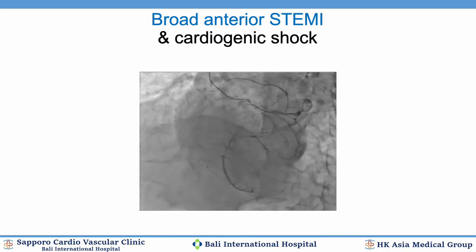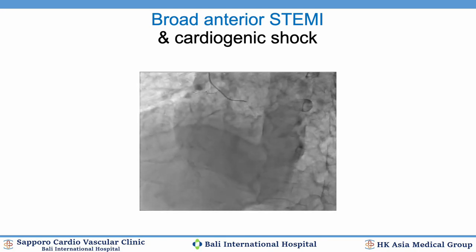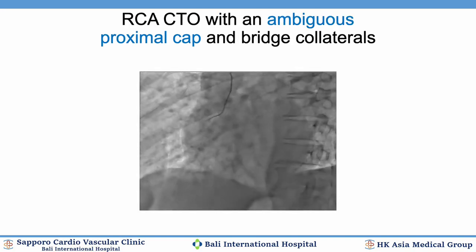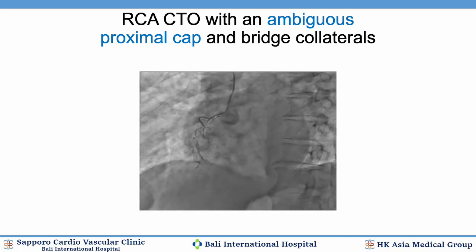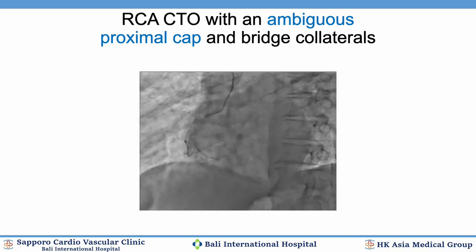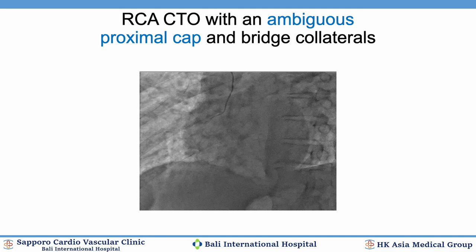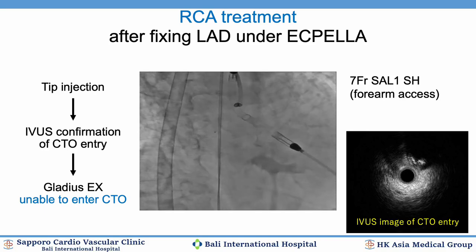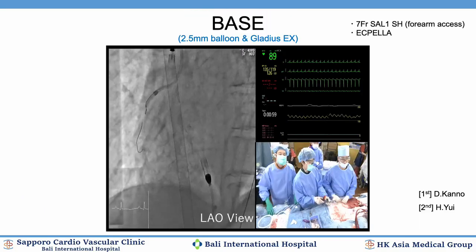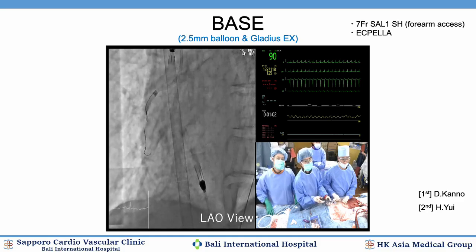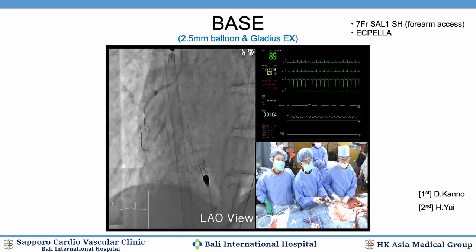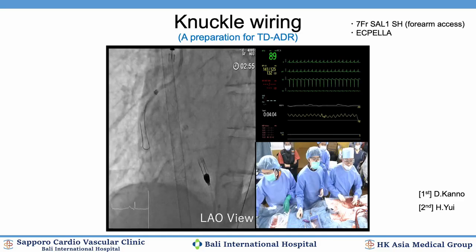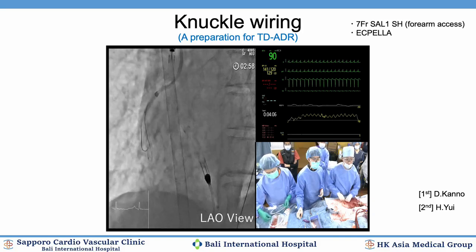This patient suffered from a broad anterior myocardial infarction with cardiogenic shock and with an RCA-CTO. So we fixed the LED and the impeller. The RCA was CTO with an ambiguous proximal cap. So after fixing the LED under the impeller, we tried the RCA-CTO, performing the BASE technique using a 2.5 mm balloon to safely enter into the CTO body. Then followed by knuckling wire as a preparation for TDADR.